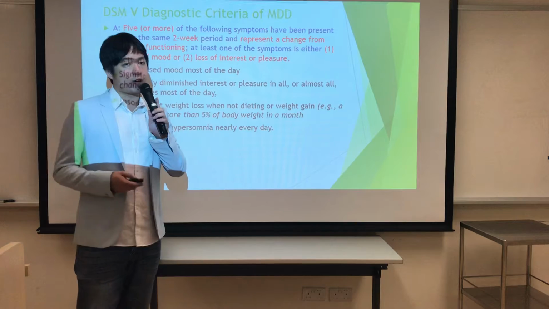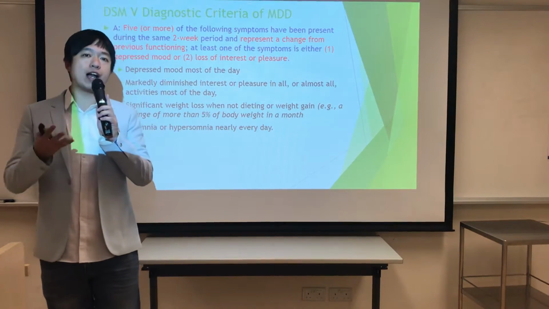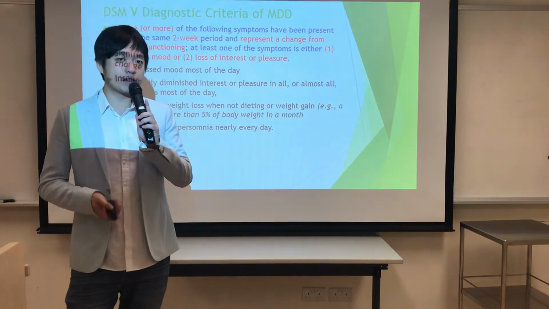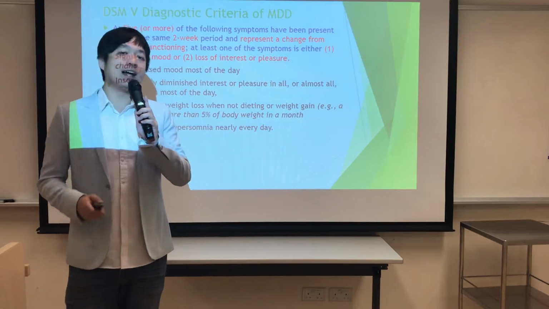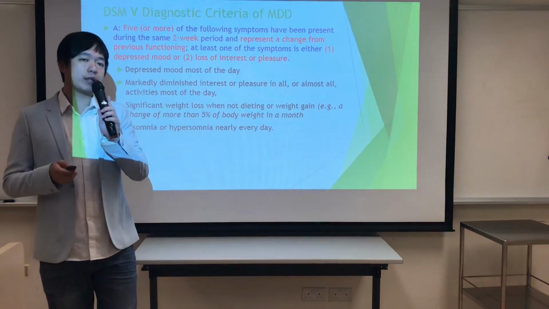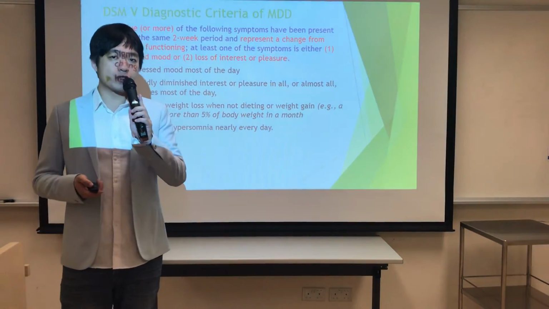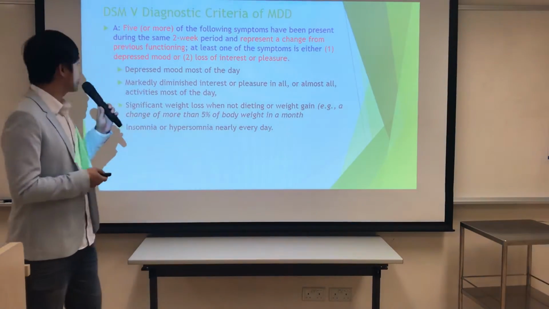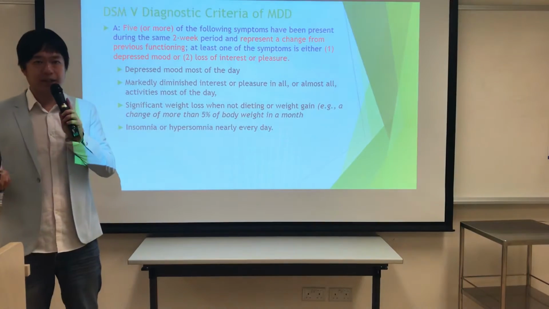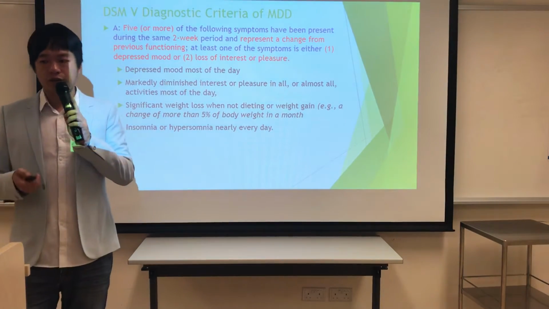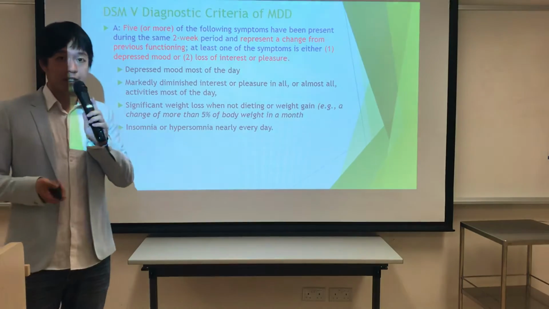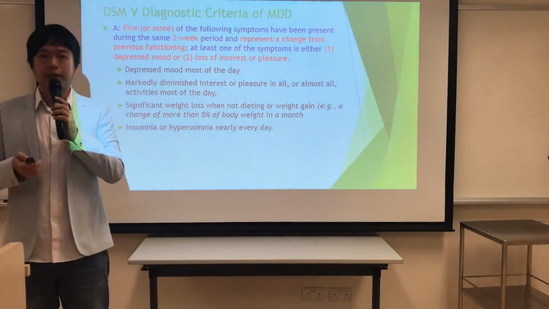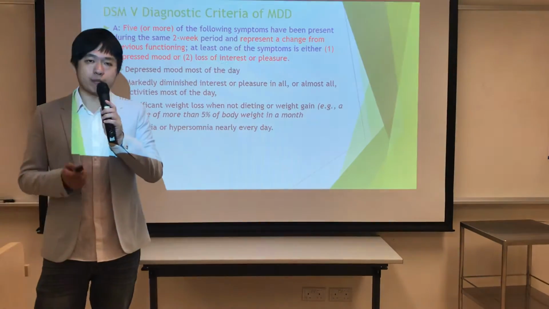Criteria A: the person needs to have at least 5 out of 9 of the following symptoms for more than 2 weeks, and the symptoms cause significant functional deficits. The first symptom is depressed mood most of the day, and the next is loss of pleasure or diminished interest. Be careful that the first or the second symptom must be fulfilled in order to diagnose the patient with a depressive disorder.